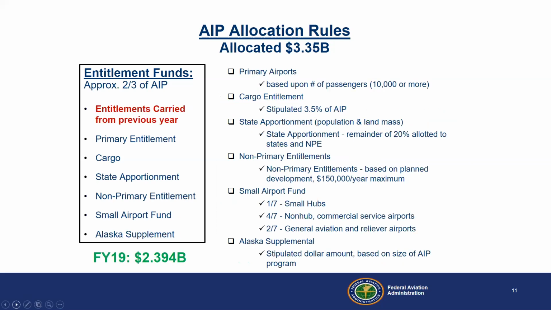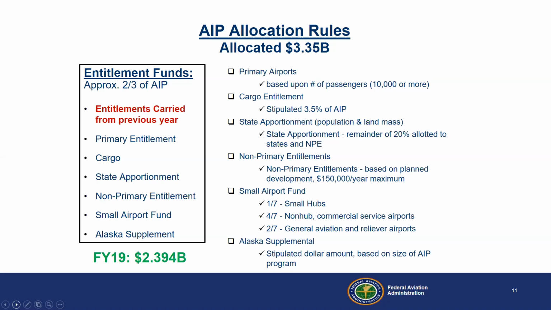Said in a different way, we'll focus on the entitlements. That is the money that you all are pretty familiar with. It comes from primary airports. If you have cargo, your cargo entitlement, airport, state apportionment, that is money that is allocated to the states based on a federal formula that we use from a federal standpoint to help fund other projects within the state.